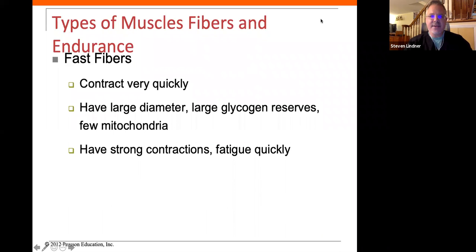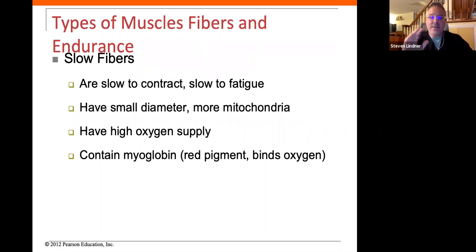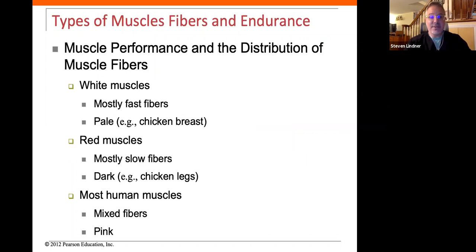All right, so the fast twitch fibers contract quickly. They have large glycogen reserves, very few mitochondria. It's for a strong contraction, but what's the problem with them? They fatigue easily. Whereas the slow twitch fibers, they act slow. They take a long time to fatigue because they have much more mitochondria. More mitochondria, more myoglobin, more oxygen. You're not going to fatigue very easily in those areas, okay?